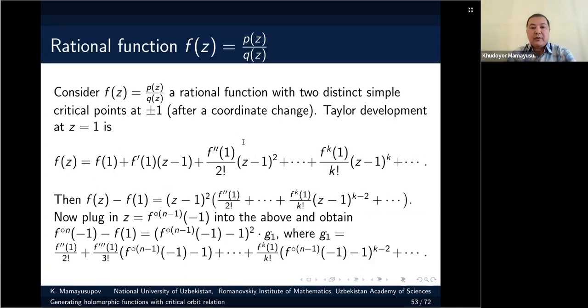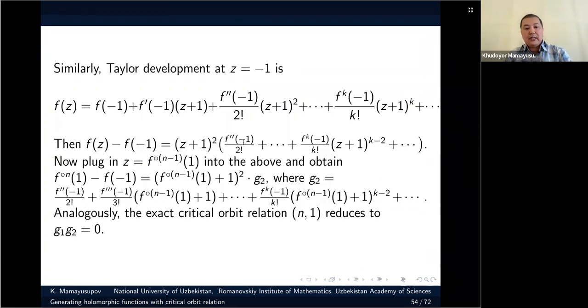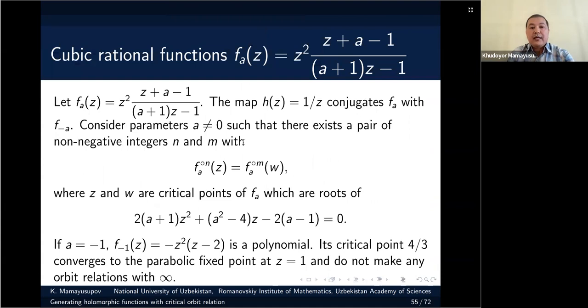And now the same idea works for rational functions. Here you take the Taylor development. Actually, this is g1 and g2 here. Again, a rational function. You can also compute it if you need. And again, that relation is g1 times g2. And now for the remaining time, here is the cubic rational family.